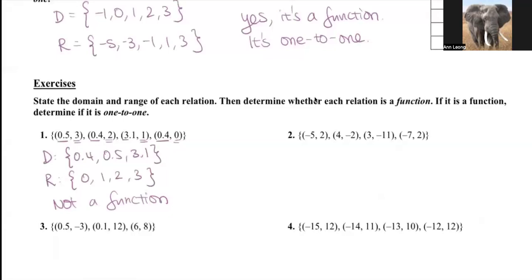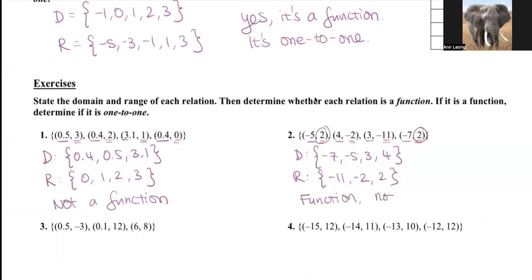All right. Number 2, I look at my domain and I go from least to greatest, giving me that. My range, going from least to greatest, gets me that. All right, I notice none of my input elements are repeated, so it is a function. However, because of these twos, those are not unique outputs. So it's a function, but not one-to-one.